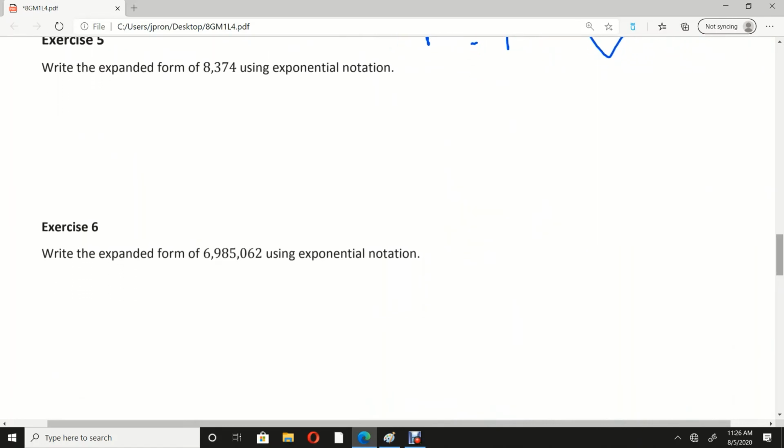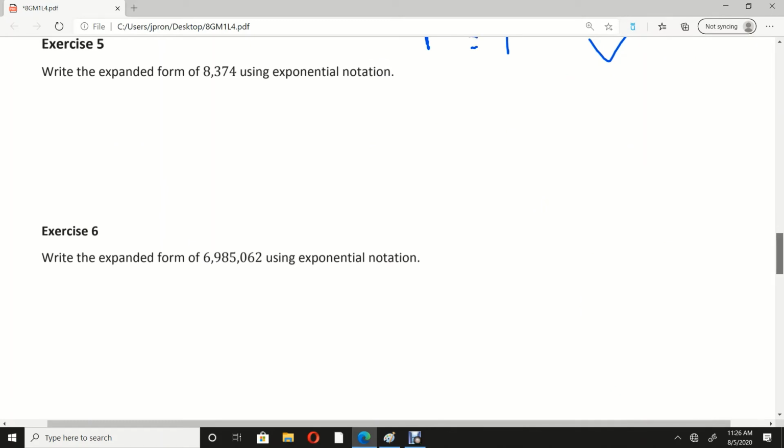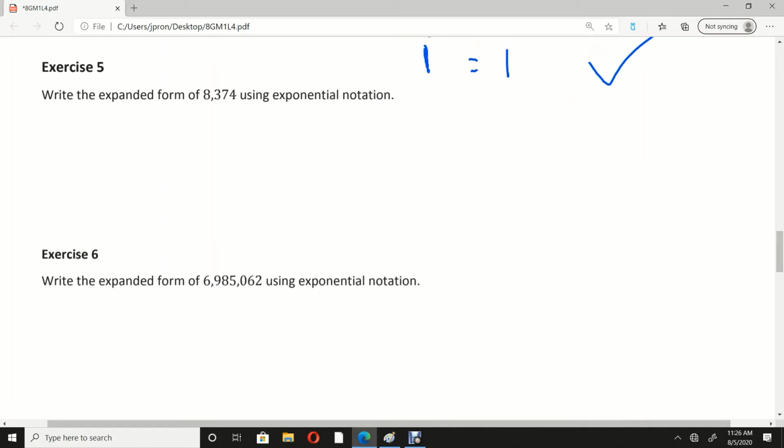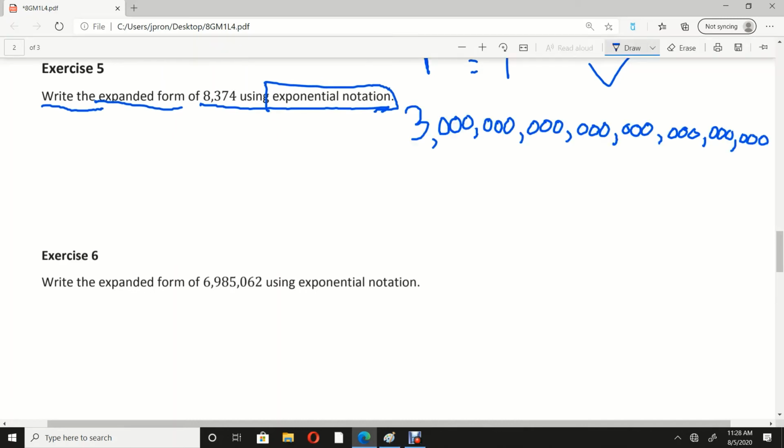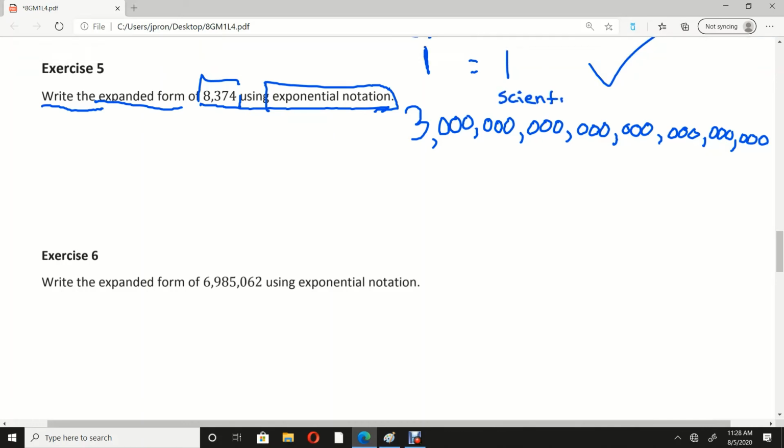But what we want to do in exercise 5 is we're going to learn something slightly different. We're going to write in expanded form this number right here using exponential notation. Well, how do we do that? Well, how are we going to do that, Mr. Shaheen? So before we can rewrite this as exponential notation, we need to understand how to write numbers in scientific notation, which is essentially exponential notation. We'll talk about scientific notation.